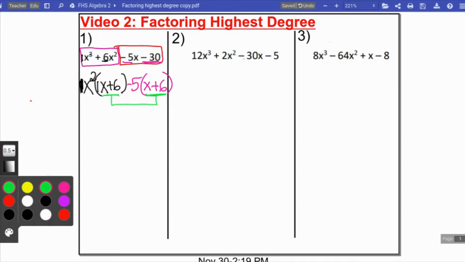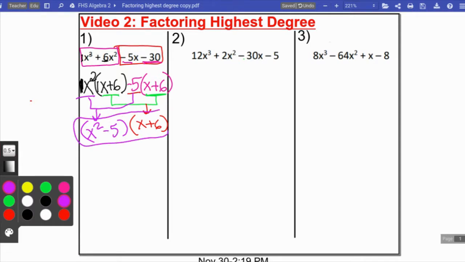So the last step is this. Rewrite the common parentheses, which is x plus 6. Then you take this and this, I'm going to use a different color, and you rewrite them over here: x squared minus 5. We're done. Just like that, we're done.